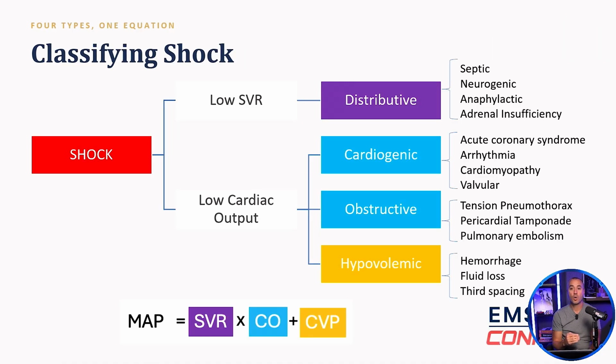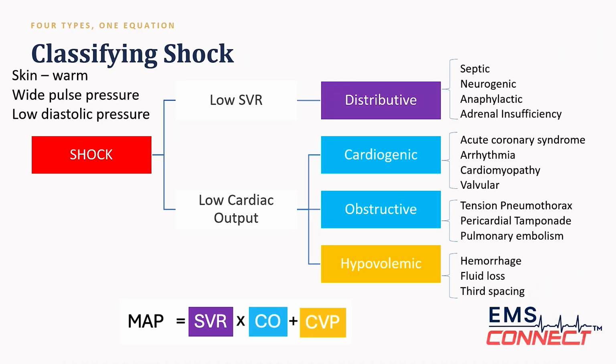Okay. So looking at this slide, we can say skin warm, wide pulse pressure, and or low diastolic blood pressure. We should be thinking low SVR. This is a distributive etiology. That's our differential we're going to be going on.